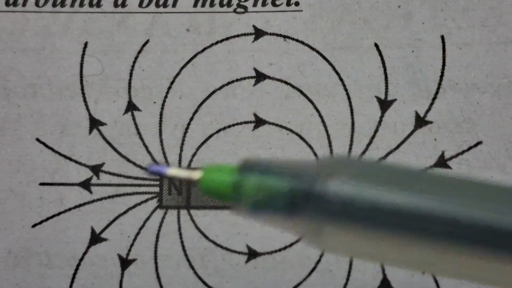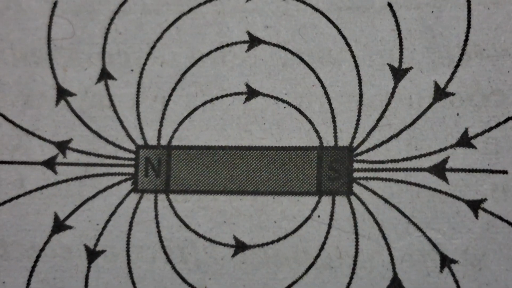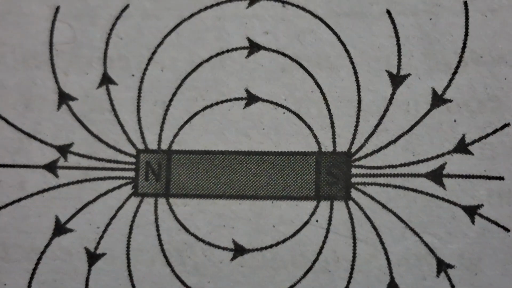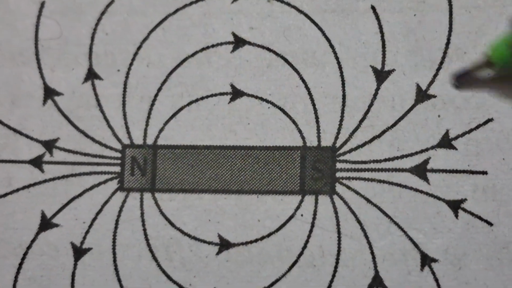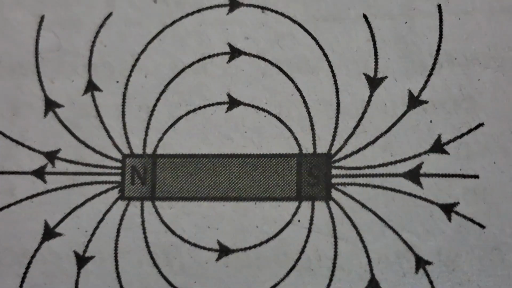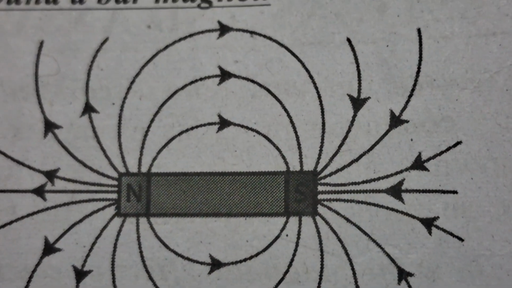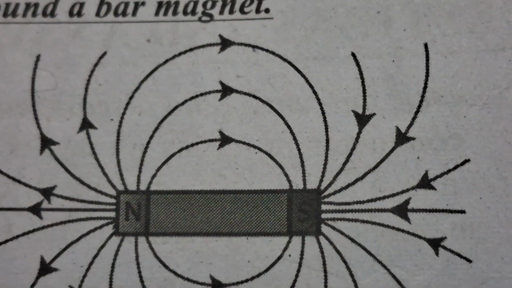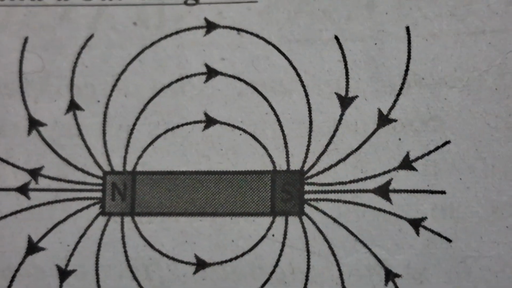If you consider a bar magnet, this is the north pole and this is the south pole. Magnetic field lines, so what are the properties? They start from the north pole and move towards the south pole. Internally, inside the magnet, they start from the south and end in the north.